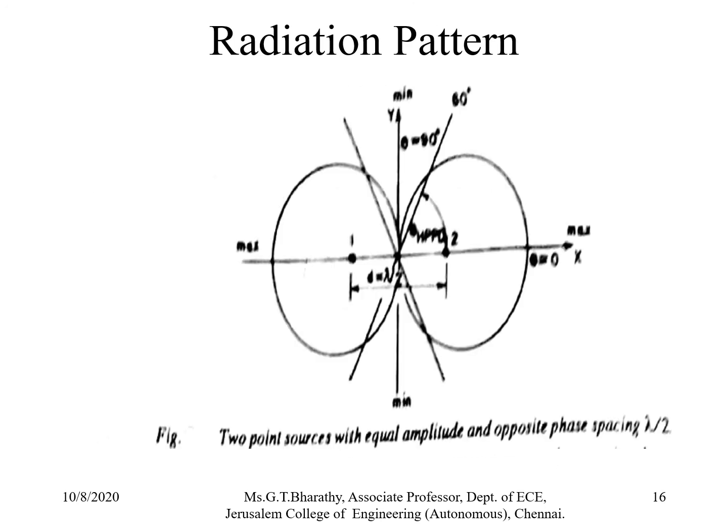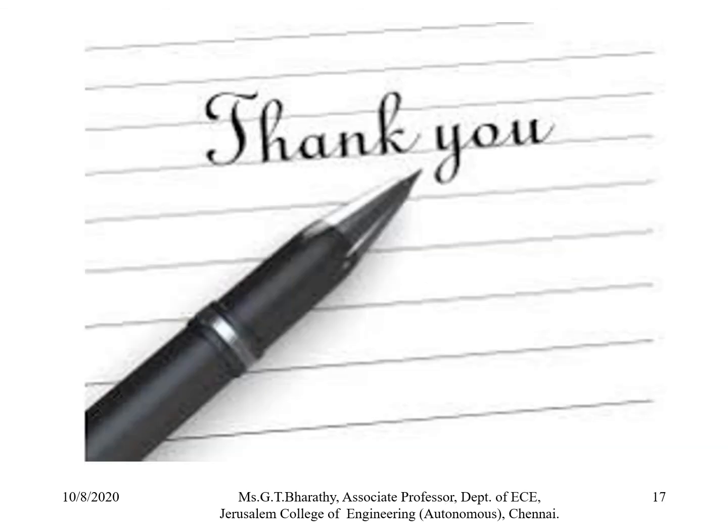So drawing all these points, we can get the radiation pattern. So this is the radiation pattern of an end-fire array where the amplitude is same and phase is 180 degrees out of phase. When the distance between the 2 point sources is lambda by 2, this is the diagrammatic representation. We can see that the maxima direction is along the axis of the antenna. Thank you.